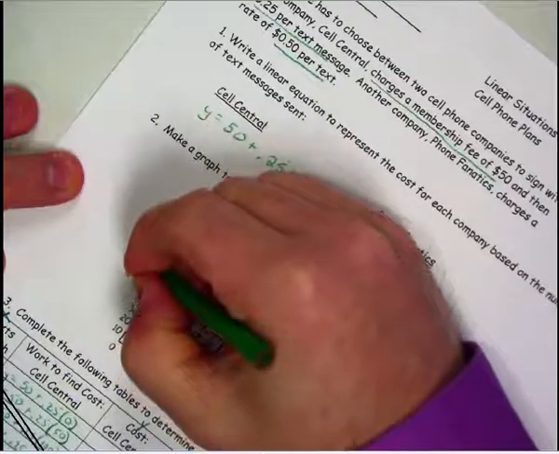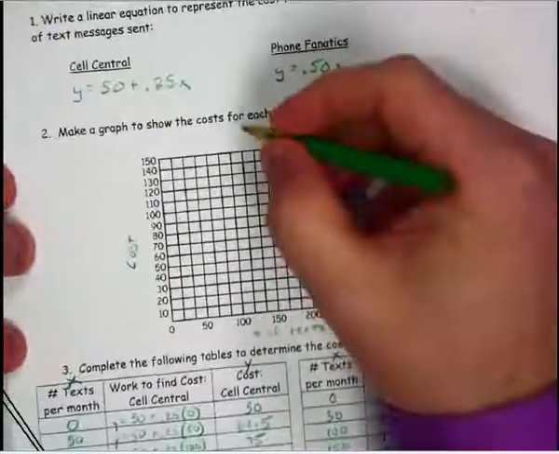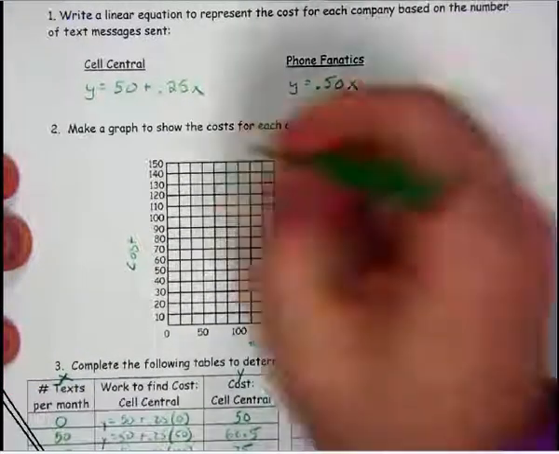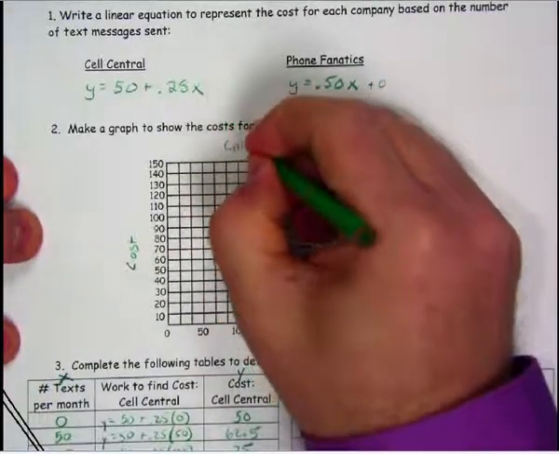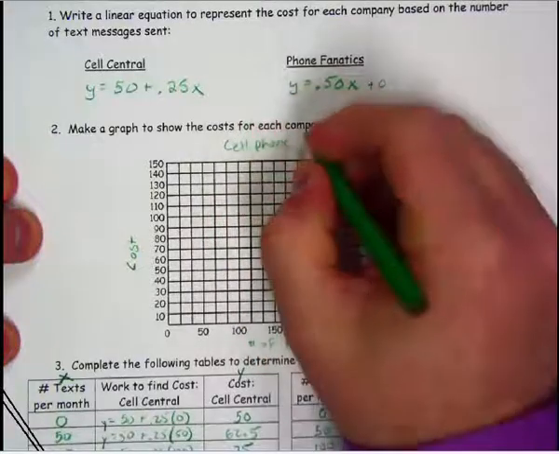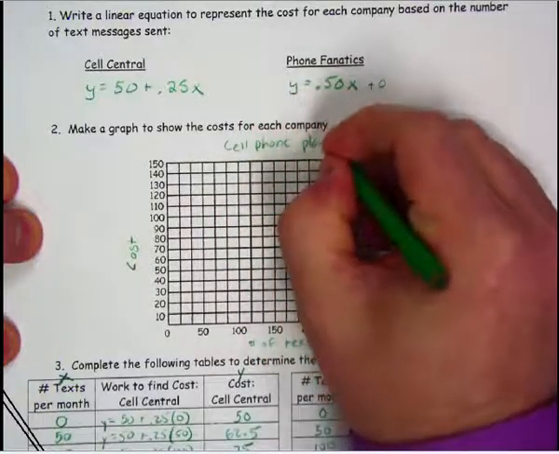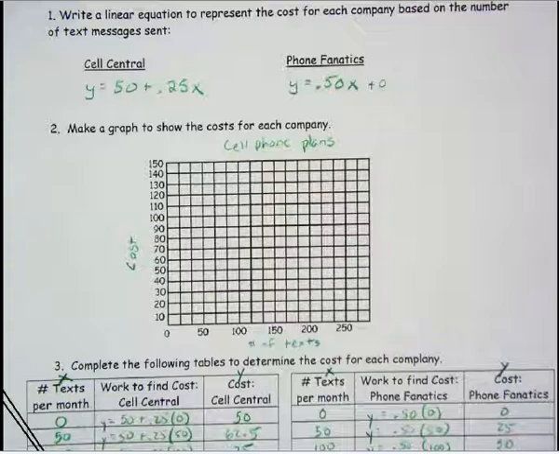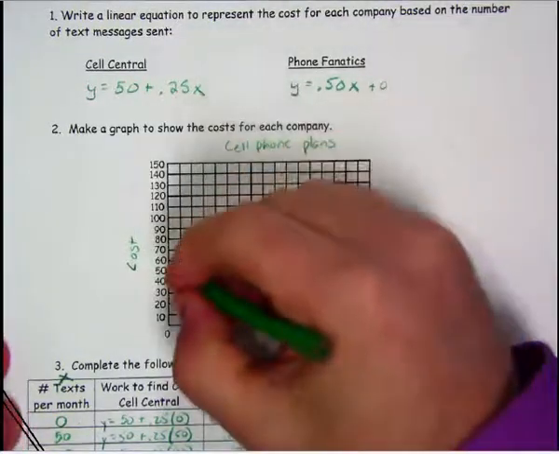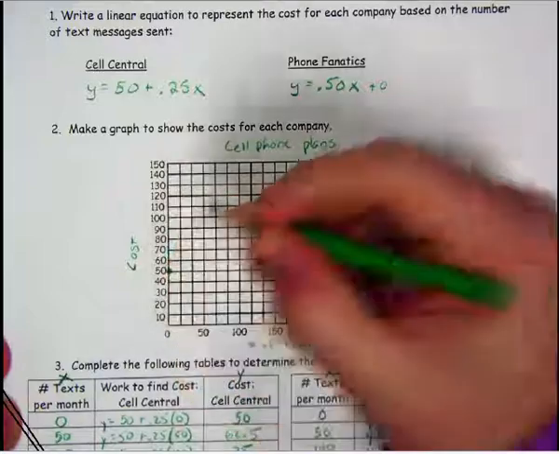The side part is going to be the cost. I need a title for this thing, which I might call cell phone plans. And what I'm going to do now is plot points one at a time for each company. So I see 0.50 in my first thing, so I'm going to put that right there.